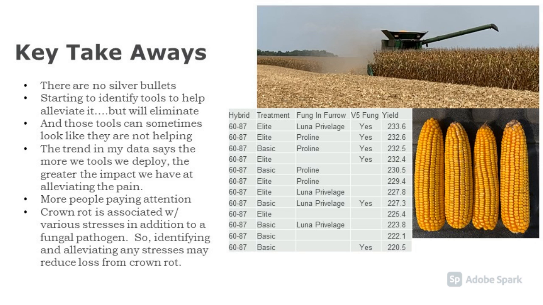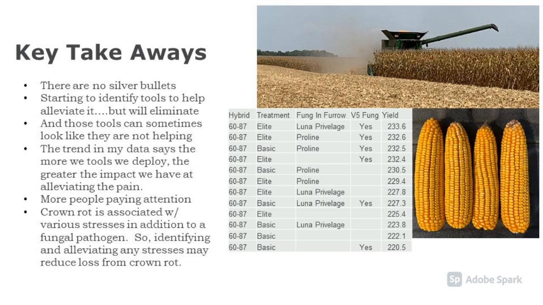The trend in my data does definitely suggest that the more tools we deploy, the greater the impact we can have on alleviating the pain. I've brought in some of the yield data here just to show that, for example, when you've got Elite seed treatment and fungicide in furrow and V5 fungicide, that's where your higher yield gains are at. And when you start pulling away some of those treatment options and going down to just the basic treatment, those treatment options tend to fall towards the bottom.